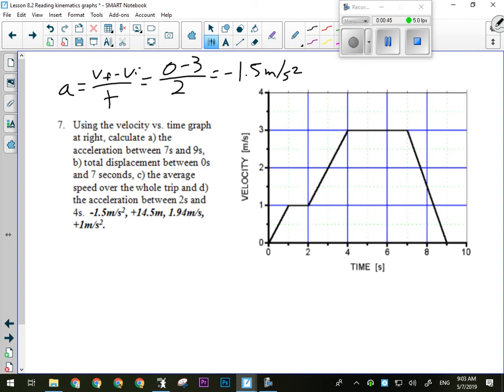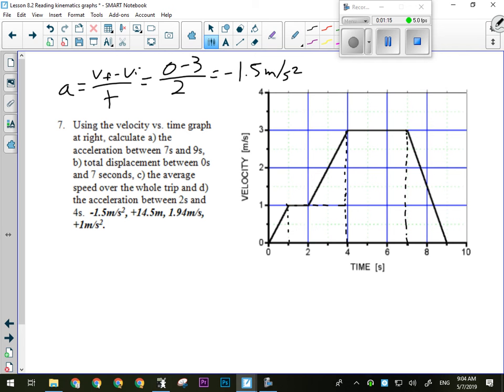All right, next one is total displacement between 0 and 7 seconds. It's a velocity versus time graph, which means we have to use average velocity times time, or the areas underneath the line. So here's where 7 seconds is. I'm going to start drawing my shapes. That's probably the least number of shapes to have to calculate the areas of.